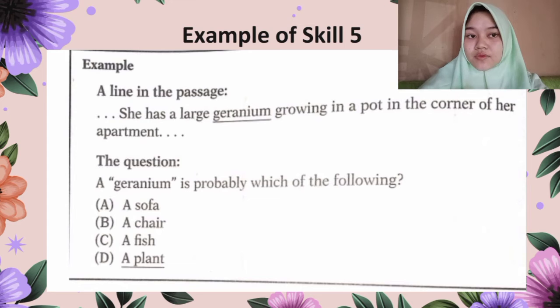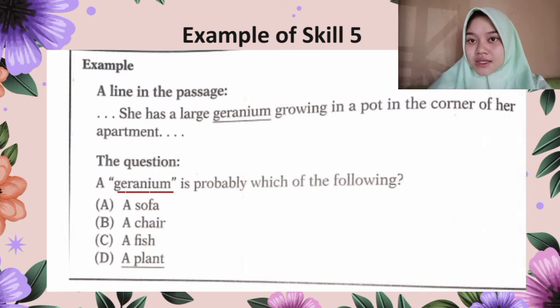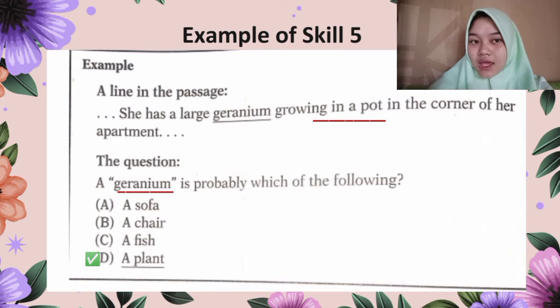Okay, for the example of skill 5, I suggest you look at the clue in the question. The clue is geranium. What is the geranium? So, you find the word in the passage. Read the sentence: blah blah blah, she has a large geranium growing in a pot in the corner of her apartment. The keyword is in a pot. Choose the answer that fits the context. Because of geranium and a pot, it is a plant. The answer is A, plant.